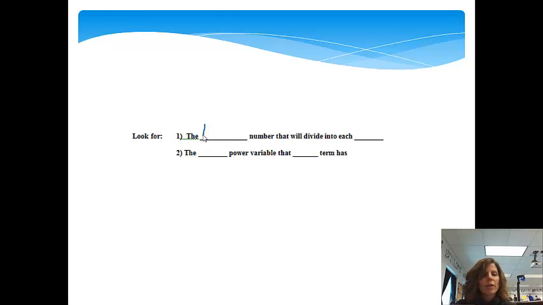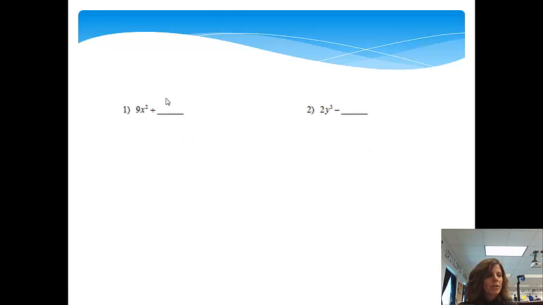We are going to be looking for the largest number that will divide into each term. And then we will be looking for the smallest power variable that each term has. So if we can remember those two things, when we go to factor, we should be doing okay. All right, we're going to go ahead and just jump right into examples.